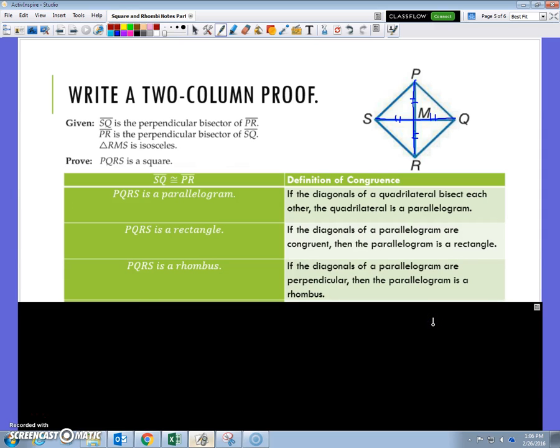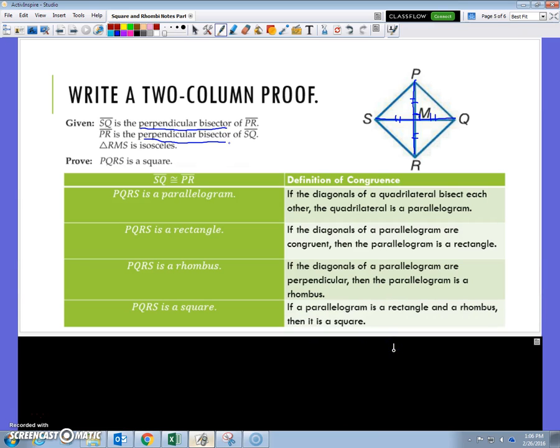And it continues. We know that it's a rhombus because we have diagonals that are perpendicular. We know that because in the given it said this is the perpendicular bisector. So we knew for sure that the diagonals are perpendicular and the diagonals are congruent. We knocked out rectangle because the diagonals were congruent. We knocked out rhombus because the diagonals are perpendicular. Therefore, PQRS must be a square because it is a rectangle and it is a rhombus.